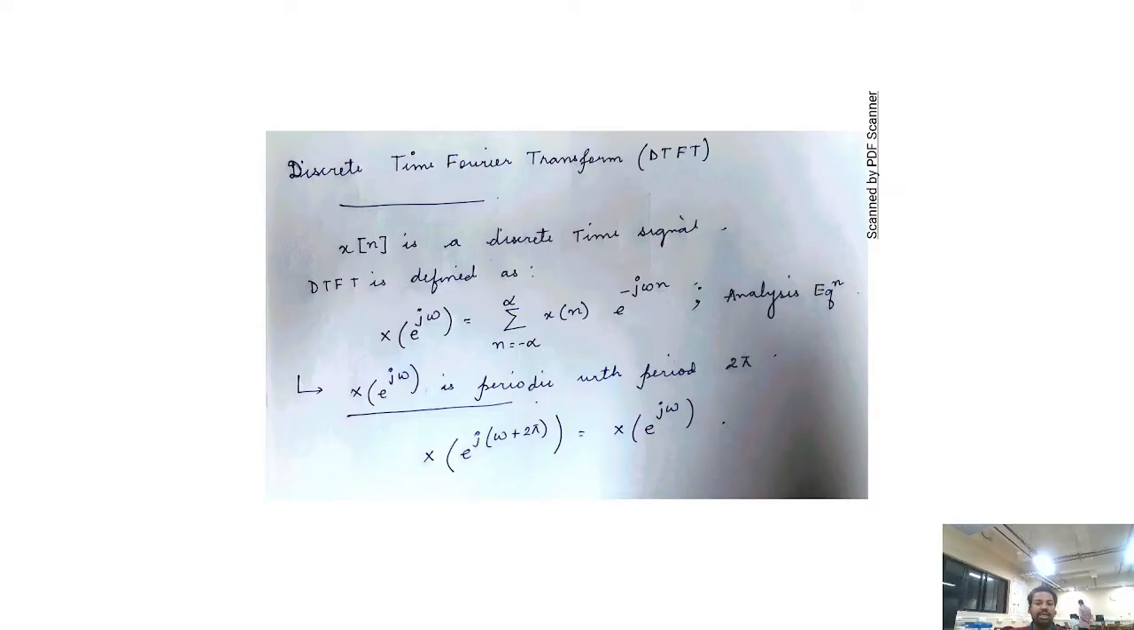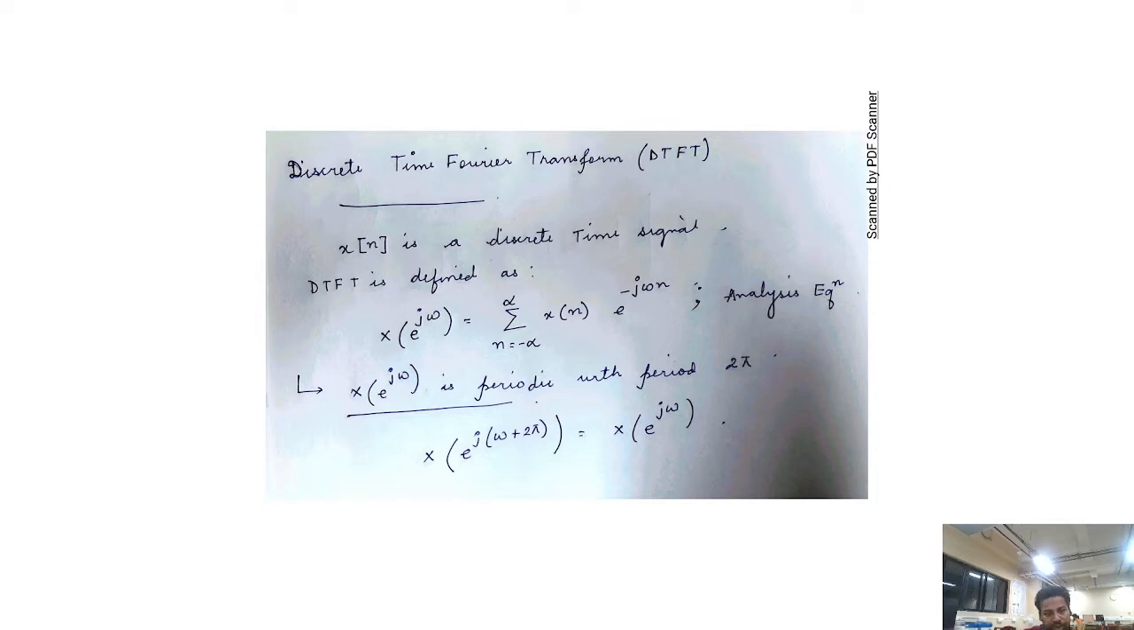It is very important to keep in our head that x of n is a discrete time signal, and the Fourier transform is given as X of e to the power of j omega, and the equation where we obtain X of e to the power of j omega from x of n is known as the analysis equation. At the same time, this X of e to the power of j omega is periodic with period 2 pi, and you can see that. Okay, so the DTFT will exist for periodic signals.